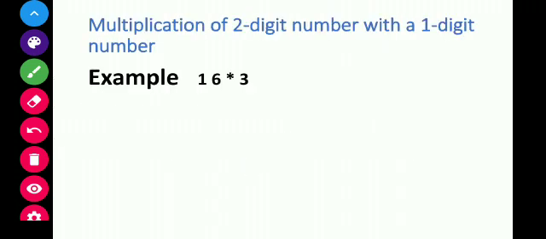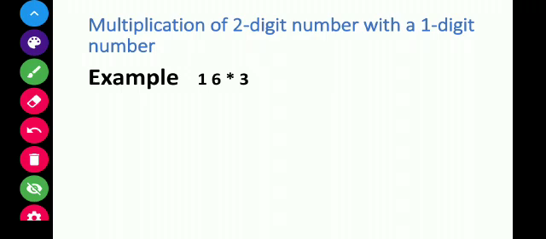Children, when we multiply a one digit number with a one digit number, we don't have carryovers in them. So we will start with the multiplication of a two digit number with a one digit number. Our question is 16 multiply 3. You have to follow the same steps which you were doing in your yesterday's video. That is, first of all, you have to arrange the numbers under their proper place value and in column. After that, you have to read the table of the second number which is under the first one.